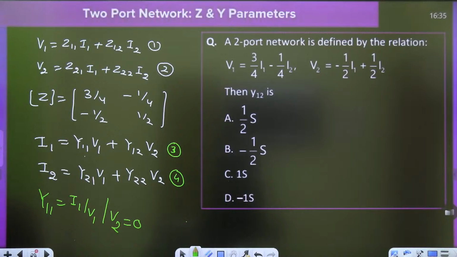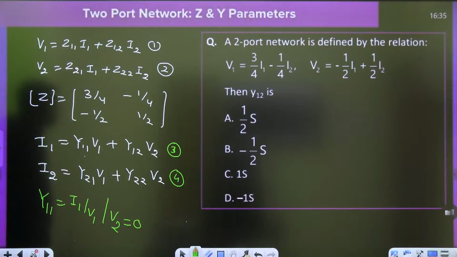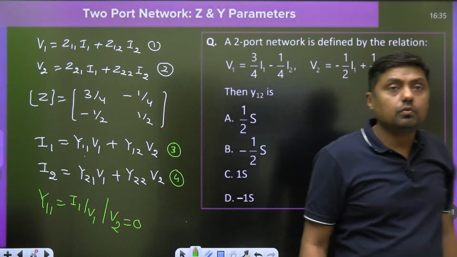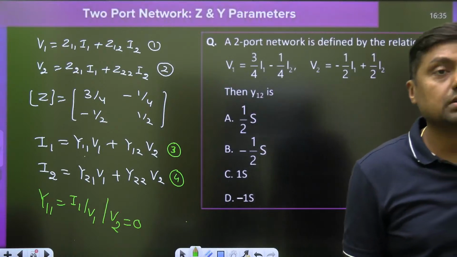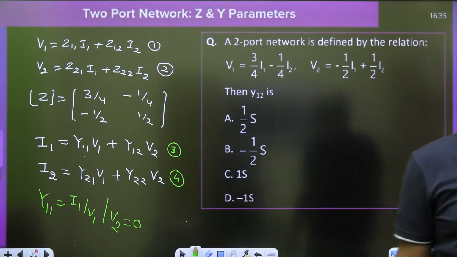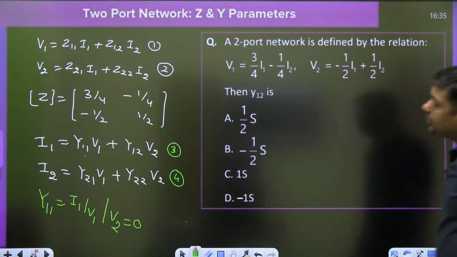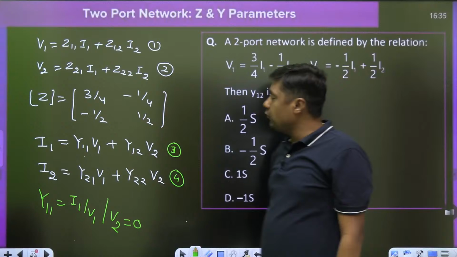So can we say y11 is equal to 1 by z11? Yes, it is a non-reciprocal network, absolutely right. It is non-reciprocal because z12 is not equal to z21. You have given the right answer. Can we say y11 is equal to 1 by z11? If so, it will become 4 by 3.